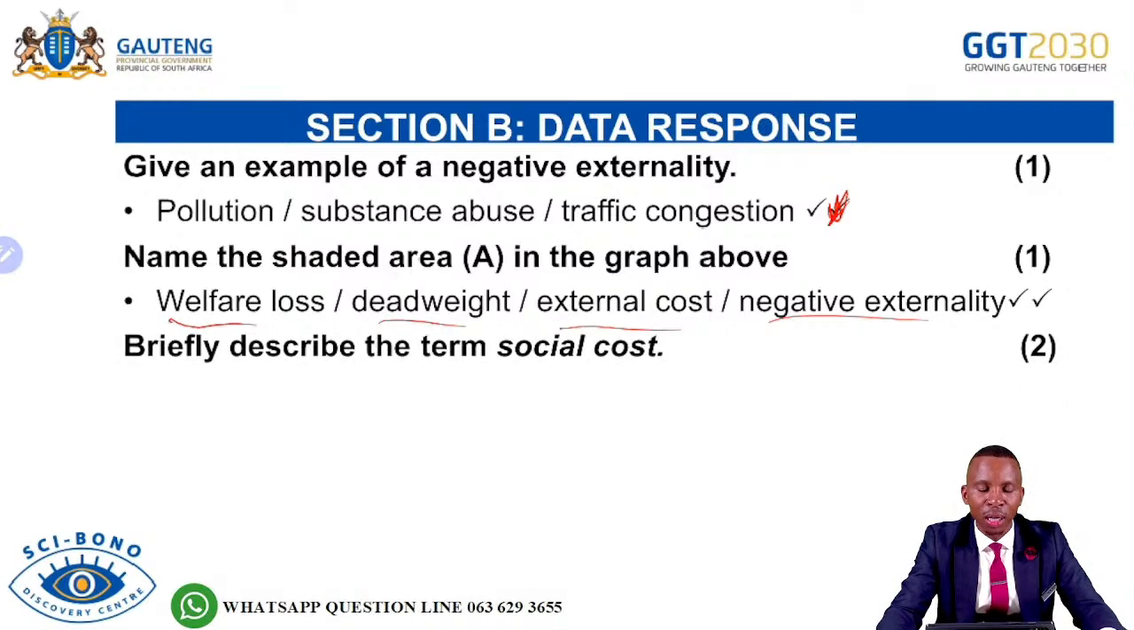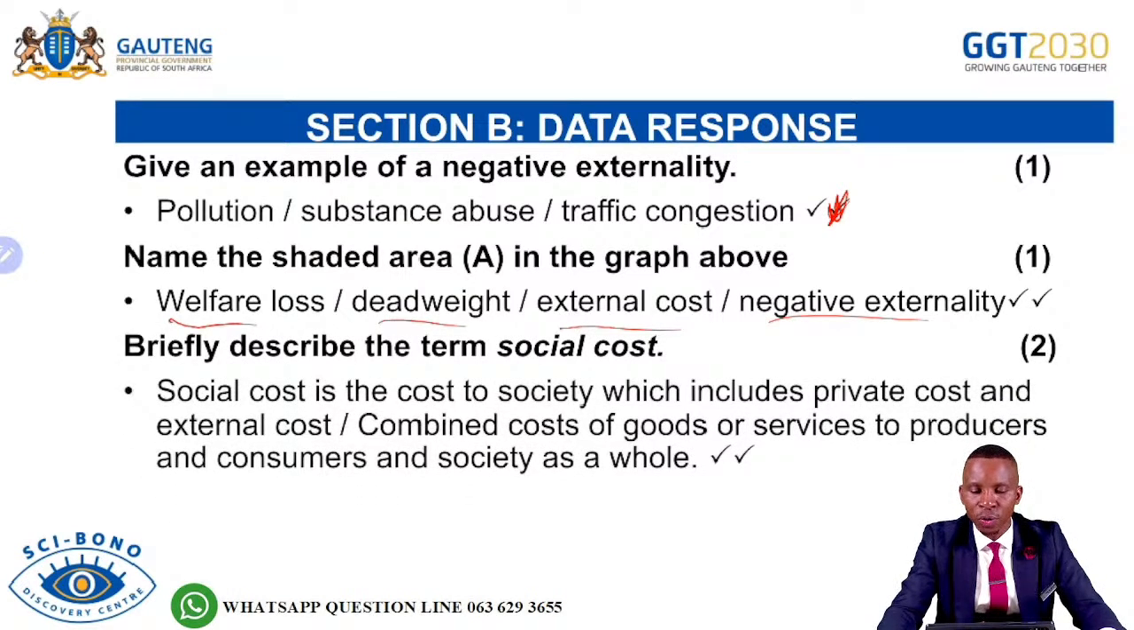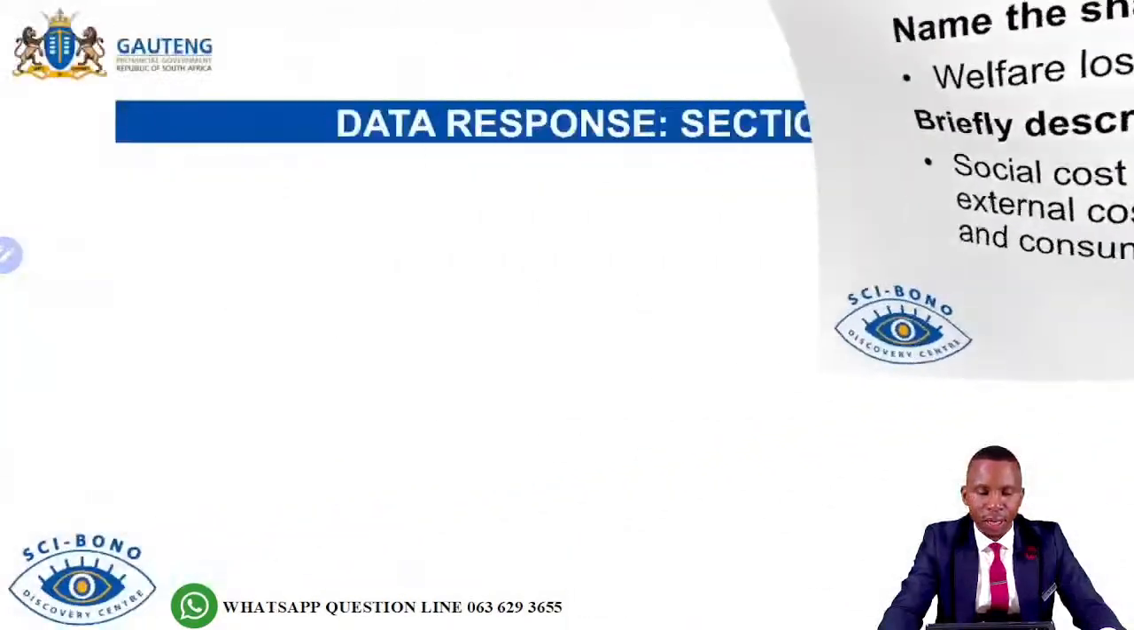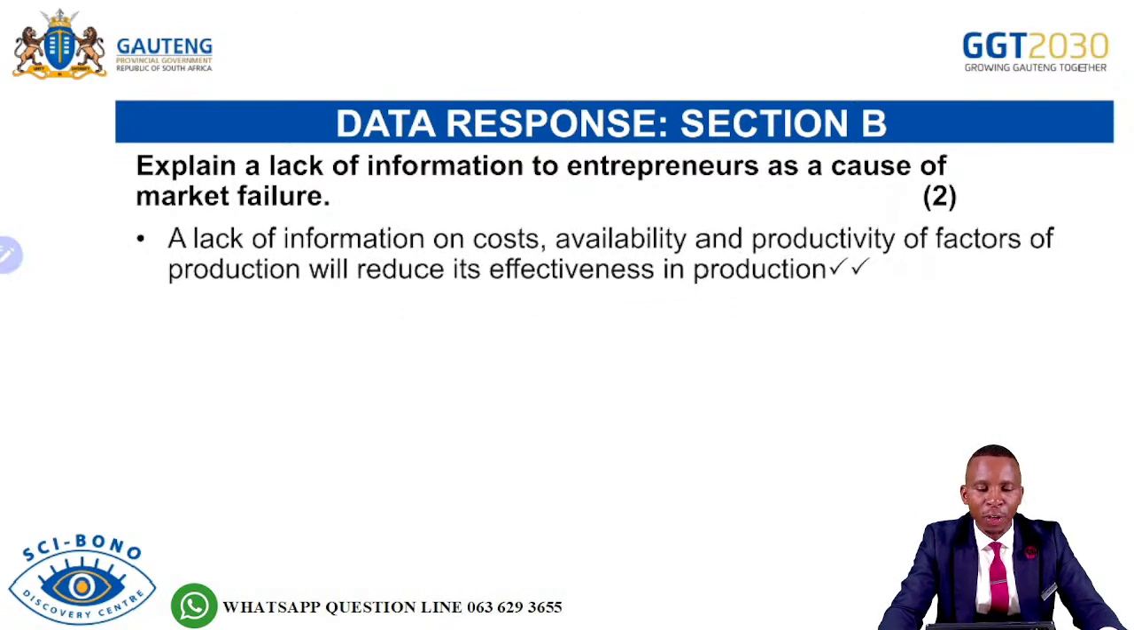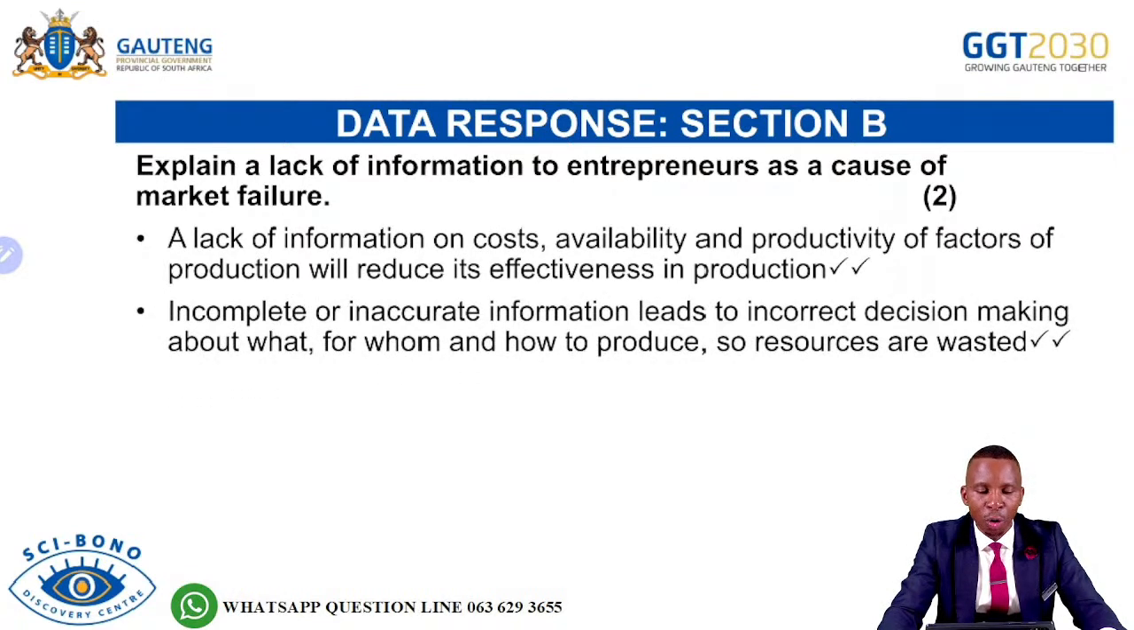Briefly describe the term social cost. Social cost is the cost to the society, which includes private costs and external costs. It is the combined cost of goods or services to producers, consumers, and the society as a whole. And then we continue in our data response. Explain the lack of information to entrepreneurs as a cause of market failure. So this question repeats itself. A lack of information on cost, availability, and productivity of factors of production will reduce its effectiveness in production. Incomplete or inaccurate information leads to incorrect decision making about what, for whom, and how to produce. So resources are wasted or are not used accordingly.